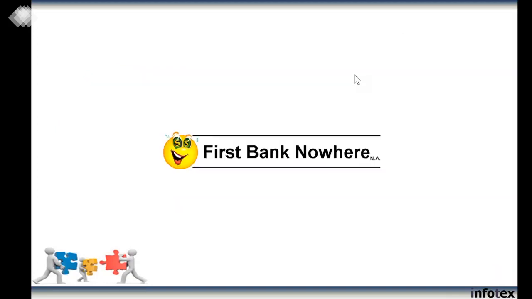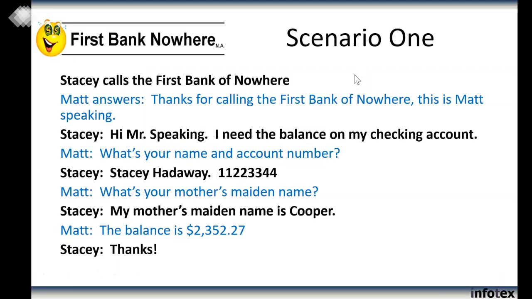The other thing to know is whenever we use a fake bank at Infotex, we use the First Bank of Nowhere. So we're going to pretend Matt works at the First Bank of Nowhere. We just want Matt and Stacy to read these scenes, and this is really as simple as it can be. I wouldn't want you to read scenes 1 through 3 because this is how not to ask out of wallet questions. But once we get to scene 4 and 5, I think you'll see what I mean. So Stacy, are you ready? Yes, I am. Okay, you can go ahead and get started.